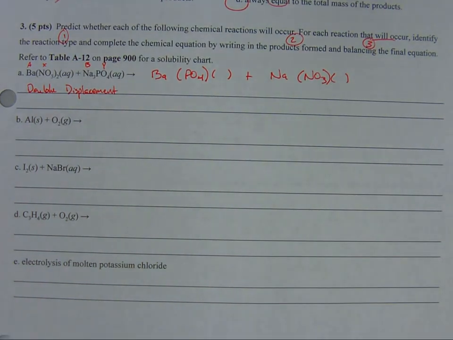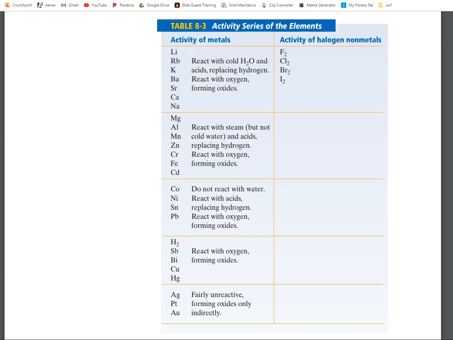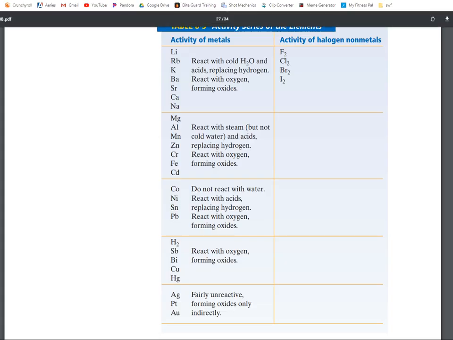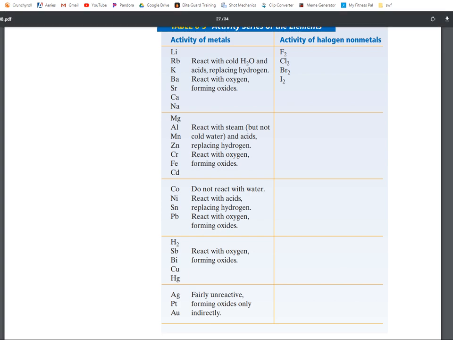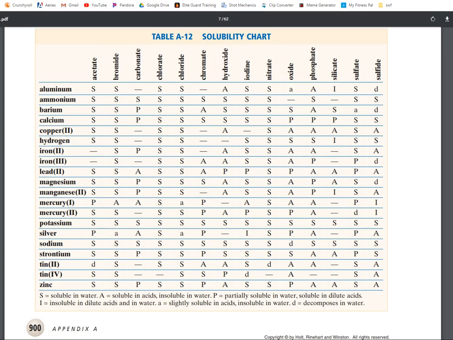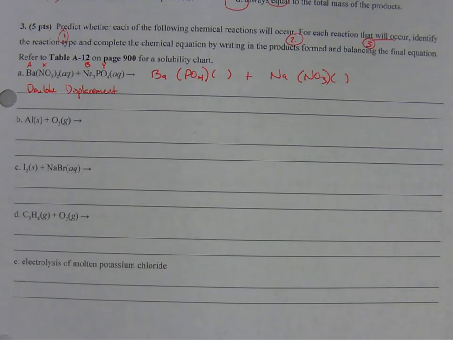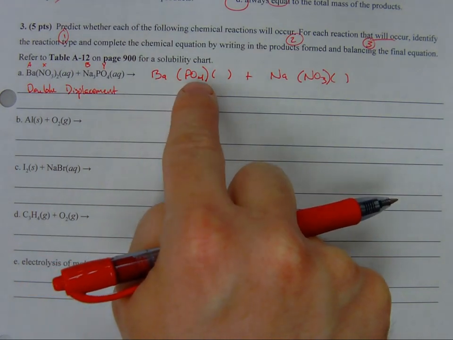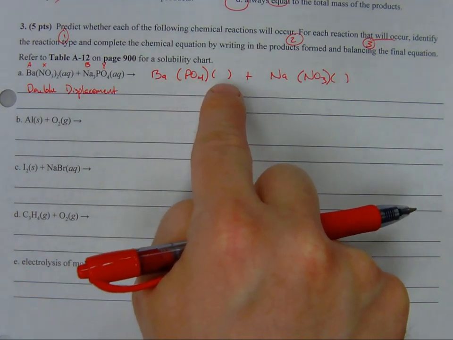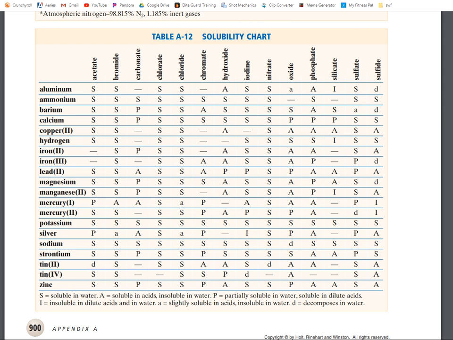Now, first thing I'm going to do is go to this right here. Barium is listed above sodium, right? So there will be some displacement reaction going on here. But if you flip all the way to page 900 in your textbook, you'll see this A12 solubility chart. This is going to tell us what phase these things are going to be in. So I don't know what this is per se. When barium bonds with phosphate, what phase is it going to be? So let's take a look.